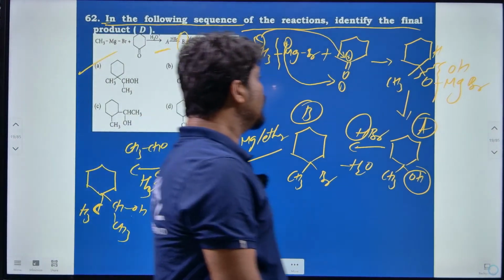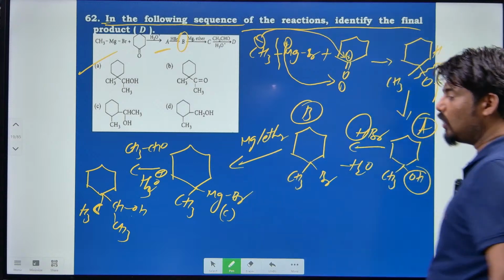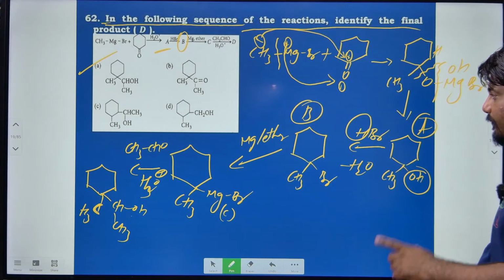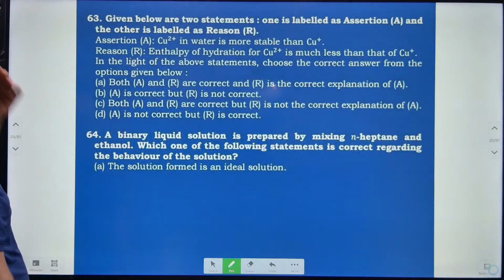So here I can't directly predict the answer. We need to write the reaction and solve this one. Then only we can get the answer. Well, fine. So option A is the right answer for this question. Well, then go to the next question.